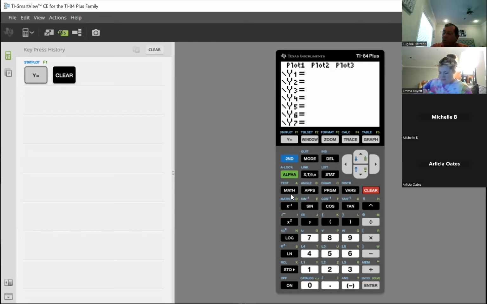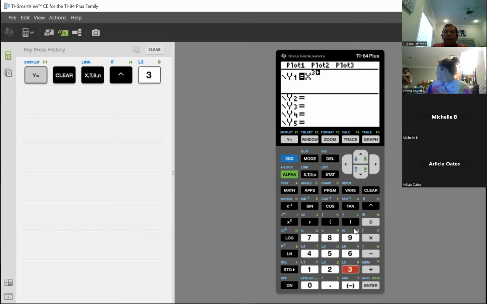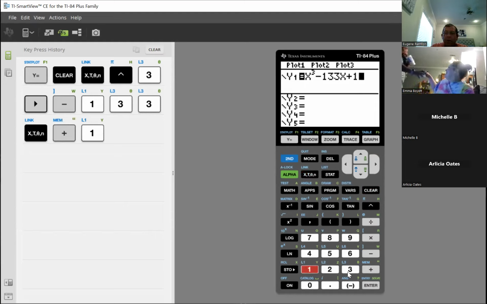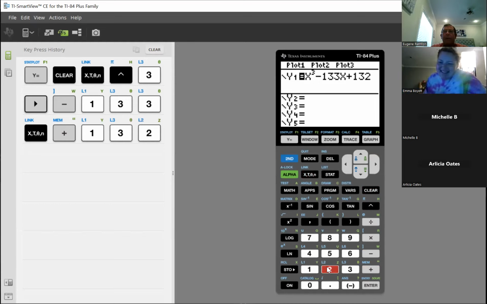So I'm in y equals, I'm going to do my x to the third. So x exponent 3. Then I'm going to arrow down, minus 133x, plus 132. So I just want to graph this so that I can see if I can find any of my zeros, okay? So let me hit graph.